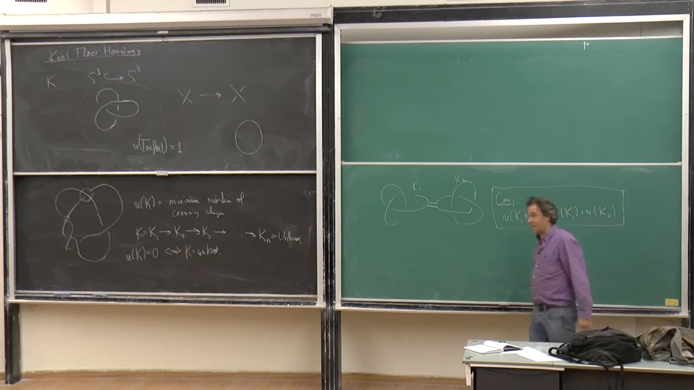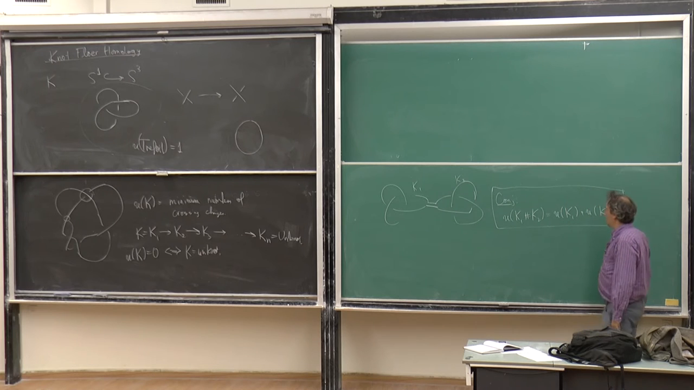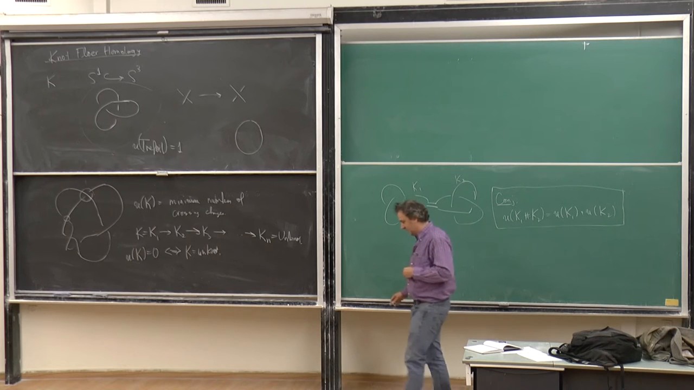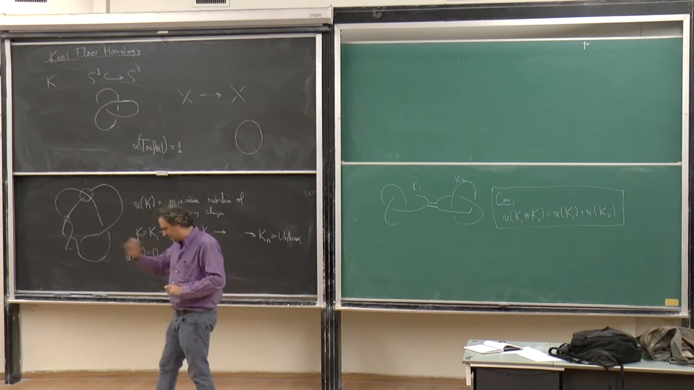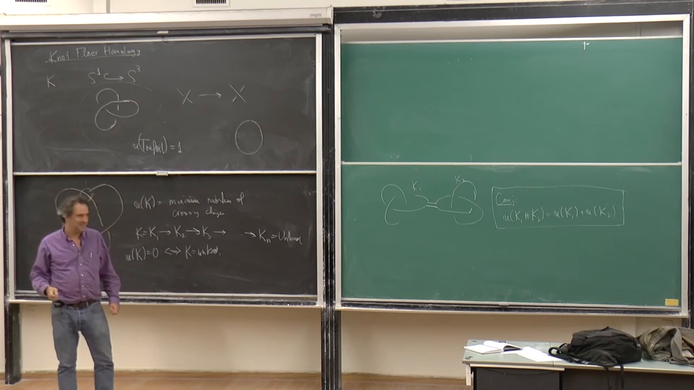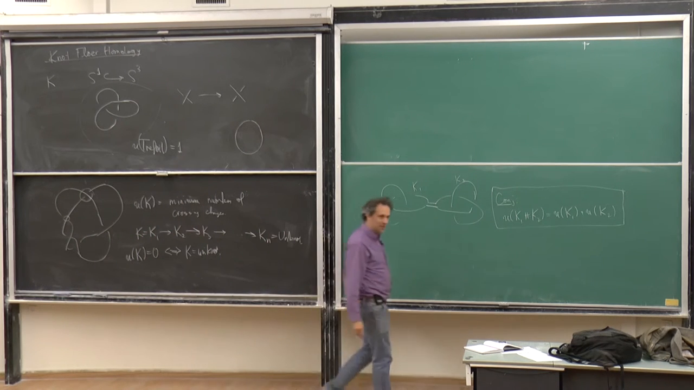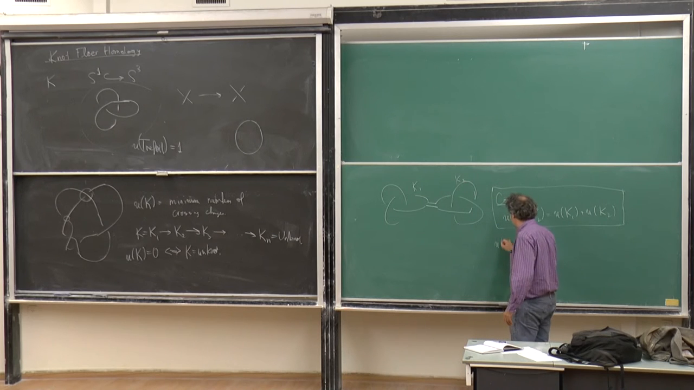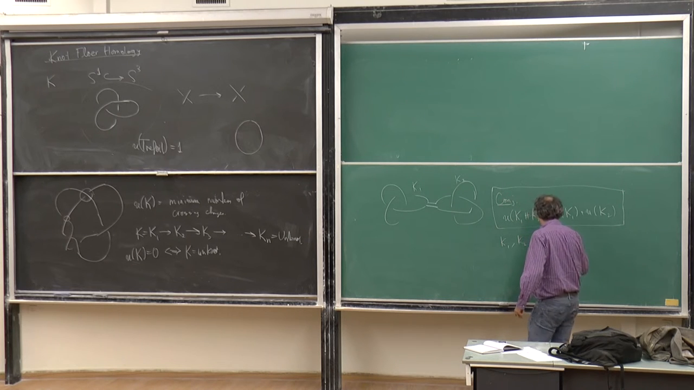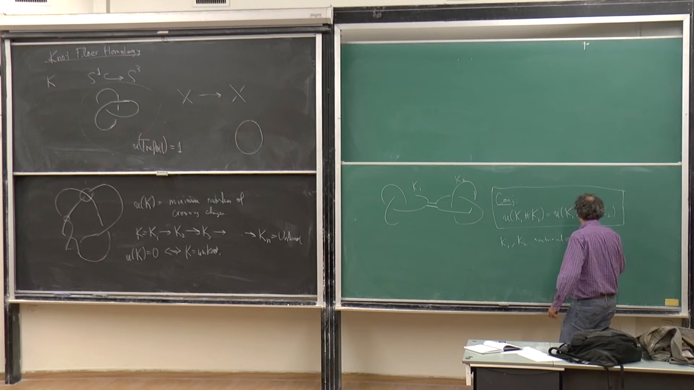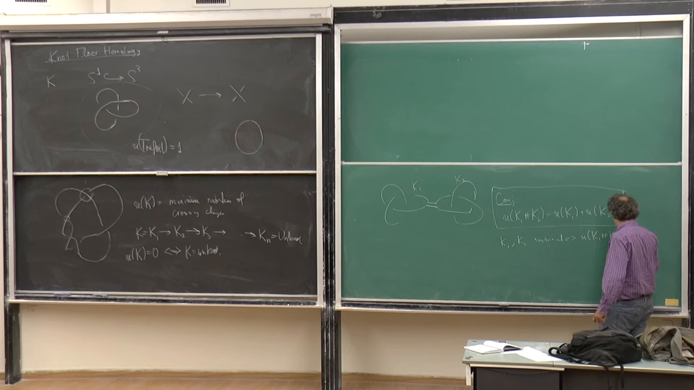Is there any reason to believe that it's true? It's true in every case that we know how to compute. I don't know if that's a good enough reason. There's a theorem from the 70s of Charlemagne that if k1 and k2 are non-trivial, then the unknotting number of k1 plus k2 is bigger than 1.